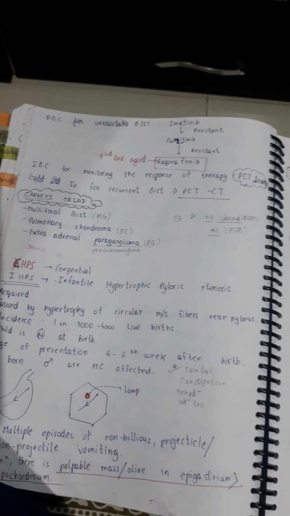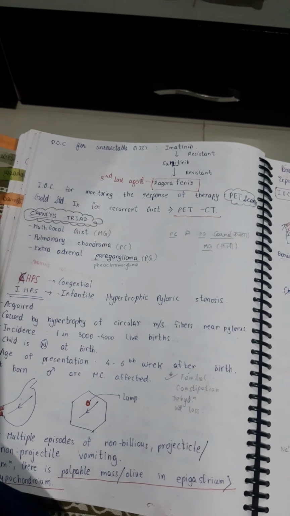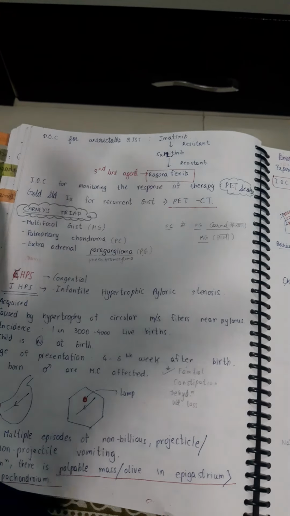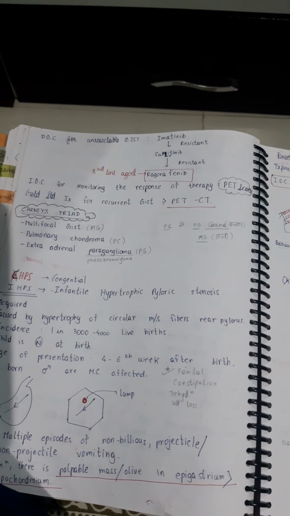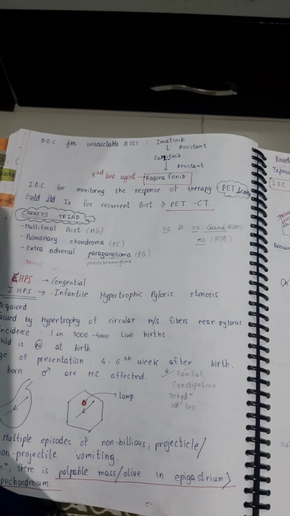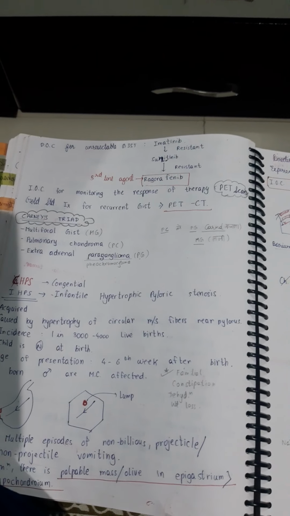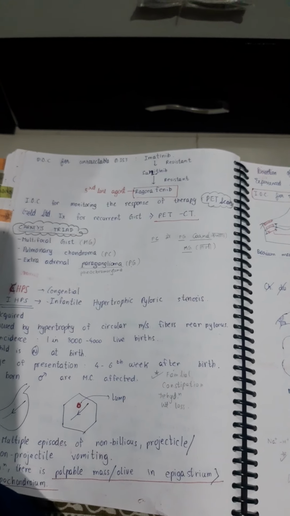Now the drug of choice for GIST is imatinib, and if it is resistant to imatinib, then sunitinib is given, and if it is sunitinib resistant, then regorafenib is given, that is the third line agent. Investigation of choice for monitoring the response of therapy is the PET scan. Now the gold standard for recurrent GIST is PET CT.